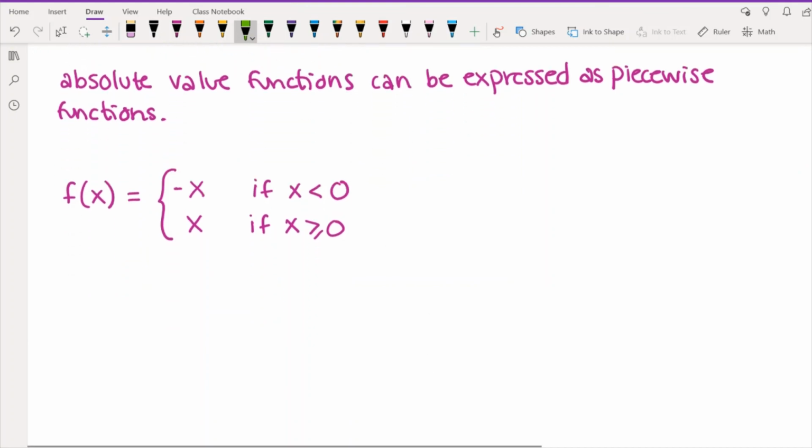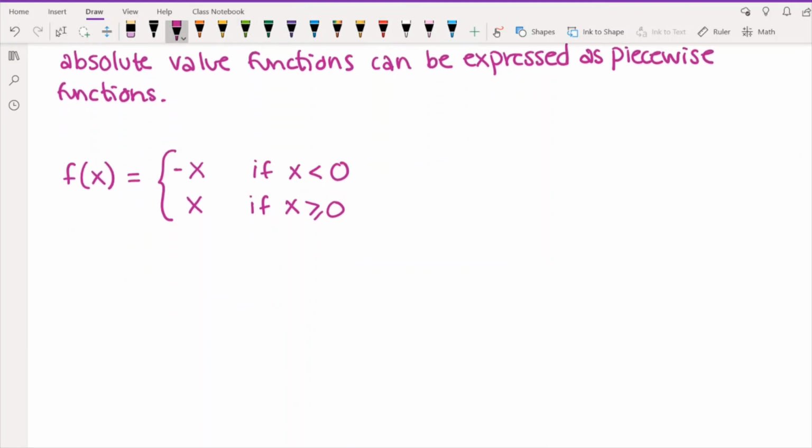Before I move on to one last thing, let's actually test this out and verify that it works. So for example, let's say we wanted to take f of -1 using this piecewise definition. According to our instructions here, we're supposed to use the top formula, right? Because our input is less than 0. So what does the top formula tell us to do? It tells us to introduce a negative sign. So we have -(-1), and the two negatives together give us a positive. So we end up with 1. And so the absolute value of -1 is +1.